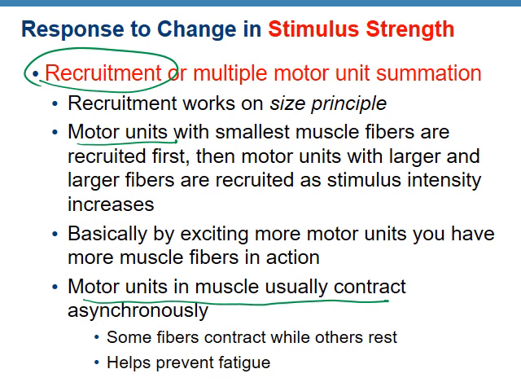Motor units in a muscle usually contract asynchronously. Basically, they don't contract all at the same time. Some contract and others relax so that you can have continual contraction. Helps prevent fatigue.